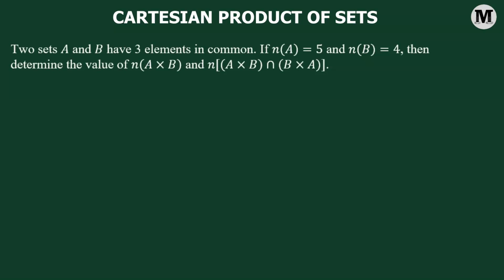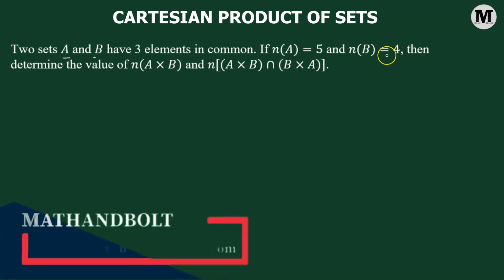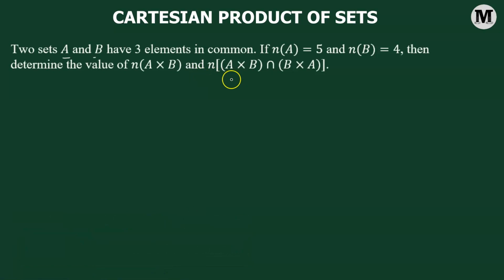So it's given here that we have two sets A and B, and each of the two sets have 3 elements in common. It's given here that there are a total of 5 elements in the first set A and 4 elements in the set B. Then we need to find out the total number of elements in the Cartesian product of A and B, as well as the total number of elements in the Cartesian product of A and B intersection with the Cartesian product of B and A.